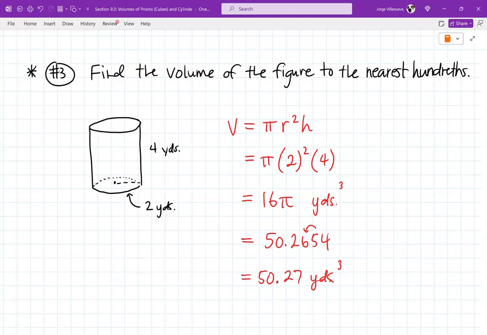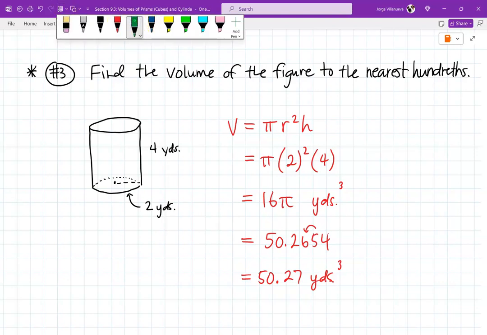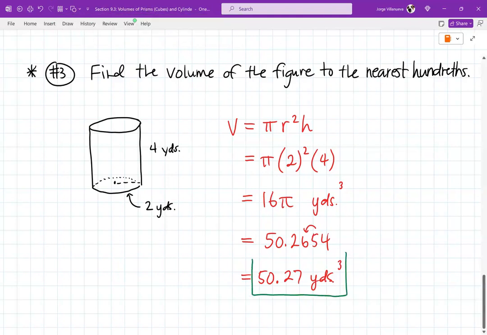So remember, this answer is what they want according to my instructions. The other answer is what they'll ask from you if they want it in terms of pi. Just put 16 pi. You don't have to multiply it. If they want it to the nearest hundredth, though, you are going to have to multiply. So I'll stop right there.